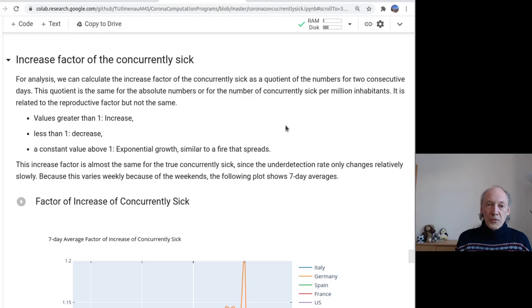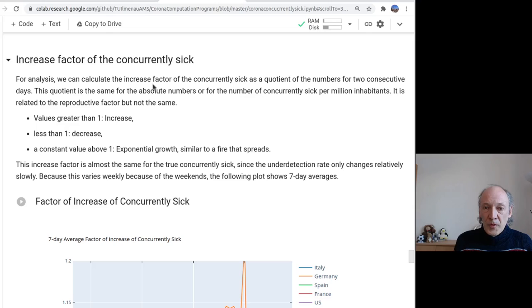Yeah, and to see the trend or forecasting, we need this increase factor of concurrently sick. Right, so that's my day-to-day increase factor for my model, and that shows us if we are on the right track. So this is actually quite a sensitive measure, which shows if measures work, and also allows us to make a prediction, assuming that we have the same factor. So we can say if this factor stays constant, then how does it continue?